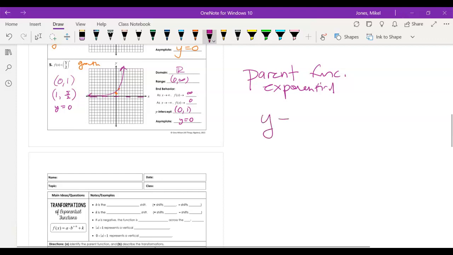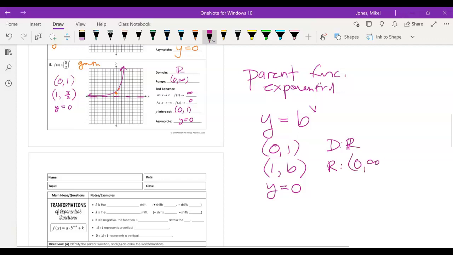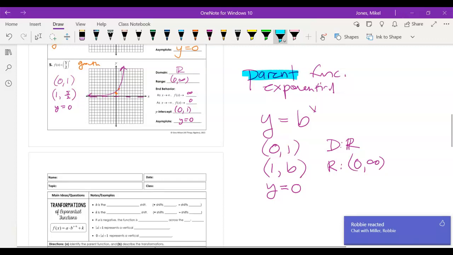Okay, they look like y equals b to the x. And they will always contain the point (0, 1). They will always contain the point (1, b). And they will always have a horizontal asymptote of y equals 0. The domain is always all reals. And the range is always positive numbers. Okay? Does that make sense? For parent functions. Okay, so I say that because I'm going to show you when that's not always the case, but it's always true for parent functions.